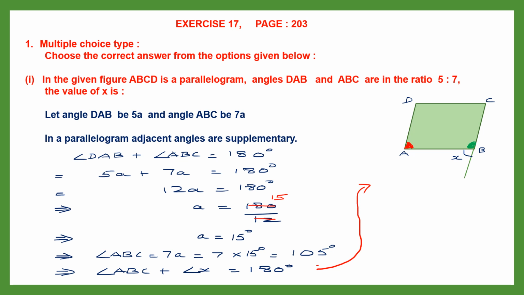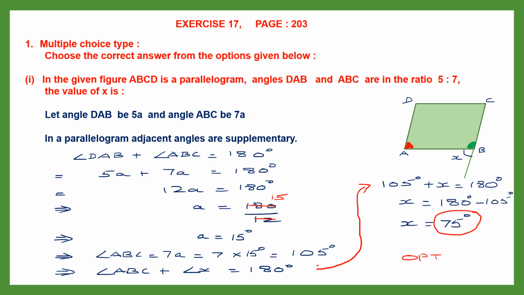So now angle ABC. How much is angle ABC? 105. So let's write that. So 105 degrees plus x is equal to 180 degrees. So now to find the value of angle x or simply x, we just have to write x. The value of angle x will be 180 degrees minus 105 degrees and therefore x is equal to 75 degrees. So we have found the value of x and x is 75 degrees and that will be option C. So choose option C because option C is 75 degrees. So this is our answer.